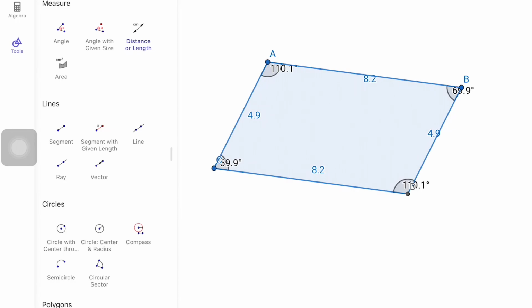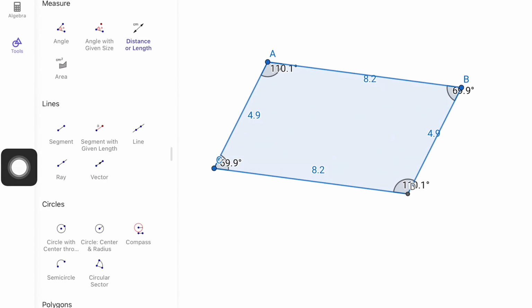A rectangle. So how is the rectangle different from the parallelogram? Parallelogram has opposite sides that are equal, here and here, here and here, okay? And it also has 2 pairs of parallel lines, so opposite sides are parallel, and opposite angles are equal, okay?